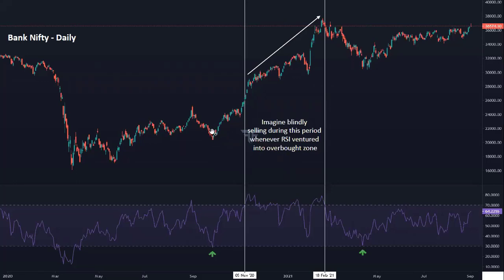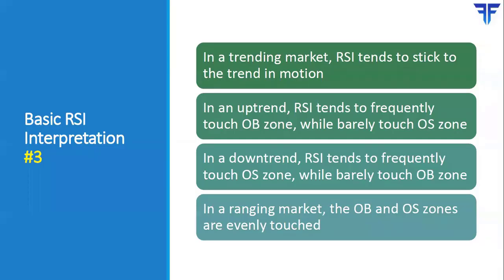So that is how you can trade using RSI. But as I said, that confirmation from price is necessary. In this portion over here, there was no sell confirmation from the price despite the RSI rising to overbought. So in this particular region, there was no sell signal that the price by itself gave. Now let's talk about the third basic interpretation of RSI.